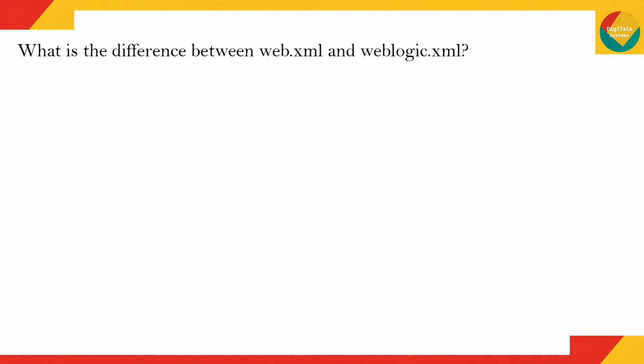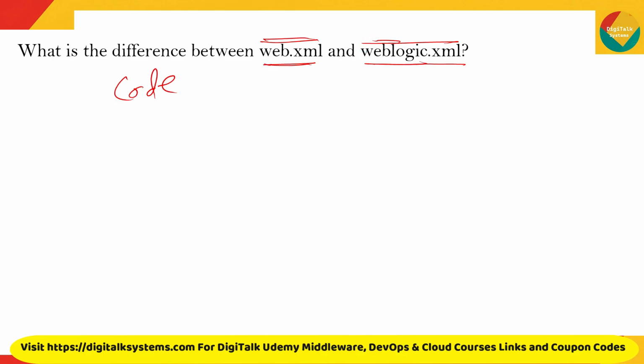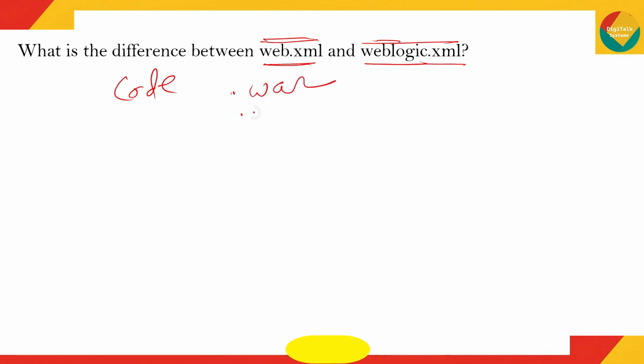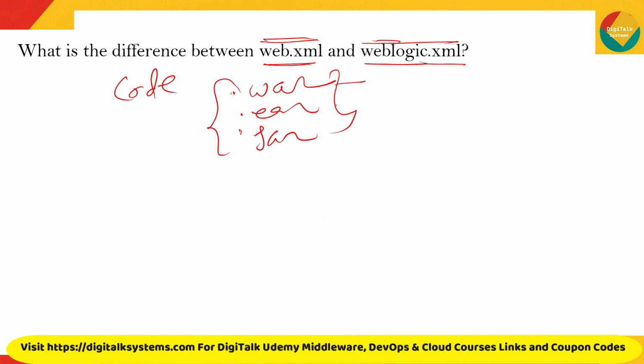Okay, the next question could be, what is the difference between web.xml and weblogic.xml? These files are part of your code, the application we deploy in the WebLogic server. It could be your WAR file, it could be your EAR file, it could be a JAR file. In these files, as I said earlier, there is a specific directory structure.